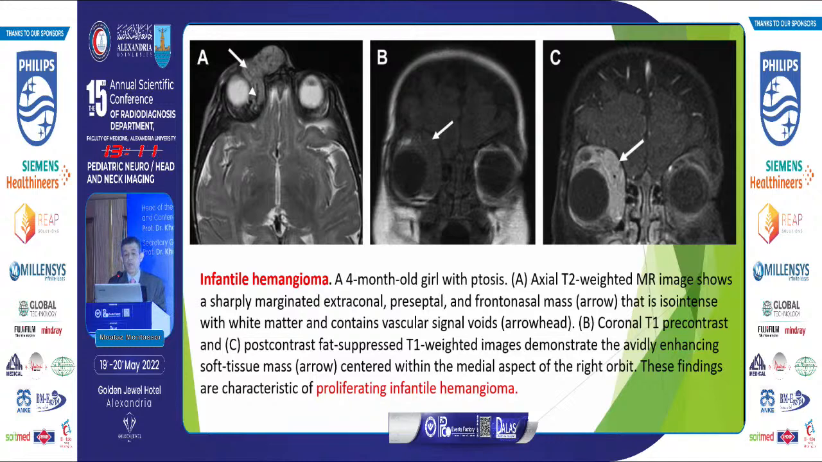This is an example of right orbital and periorbital infantile hemangioma appearing isointense to the white matter on T2 with multiple serpiginous signal void structures within its parenchyma. On T1, it is isointense to the cortex, and post-contrast fat suppression shows intense enhancement of the infantile hemangioma. Usually it is diagnosed during the first year of life. Then it involutes gradually.